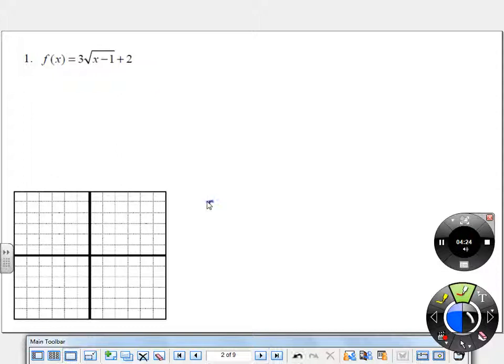So we're going to move to the right one. That's a shift or a translation. We're going to vertically stretch, and that was that factor of 3. And we're going to shift up 2.